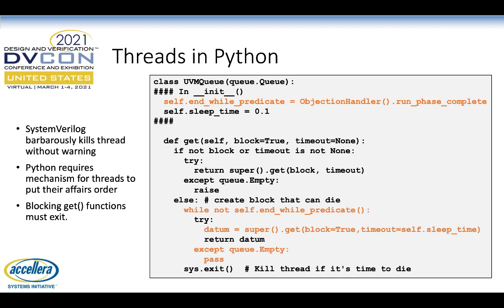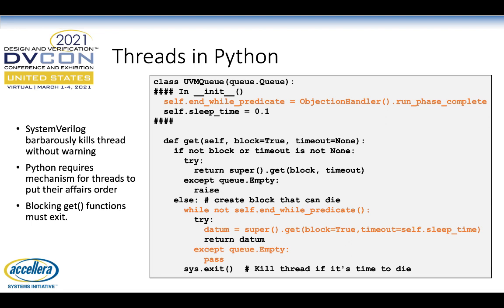function. And the way the get function works in a UVM queue is that you call get, which is blocking, and it goes into a loop. And the loop at the bottom there, the while loop, says while not self and while predicate. That predicate that we're waiting on is a function call that we set up above, and it's called run phase complete. So what we're saying is, while the run phase is not complete, do this loop. And what it does is it goes through the loop, it calls get, it blocks, but it blocks with a timeout. If the timeout triggers, it raises the queue.empty exception. So we jump to the except line, and the pass is a no-op. So we go back to the top of the loop.